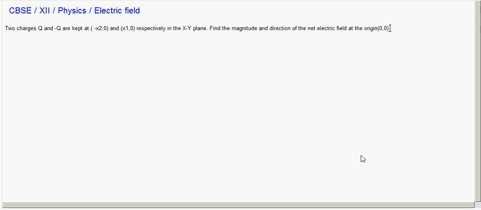So we have two charges Q and minus Q kept at minus x2, 0 and x1, 0 respectively in the xy plane. Find the magnitude and direction of the net electric field at the origin. The origin point is 0, 0. The x and y coordinates are 0, 0. How to find out the solution for this?